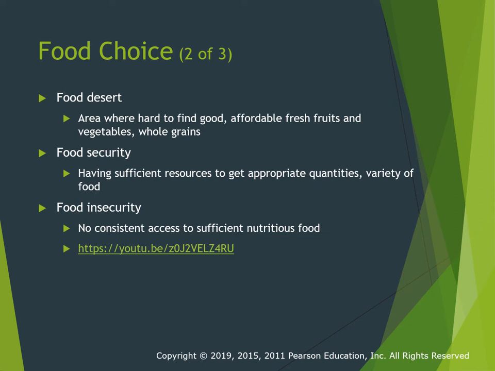Food security, this is where the members of the household have resources just sufficient to obtain appropriate quantities and variety of food. So when you have food security, you have enough to get by. When you have food insecurity, you have no consistent access to sufficient nutritious foods. Patients may go hungry to ensure that their children have adequate food to eat. According to the Feeding America campaign, 15.3 million people or children experience food insecurity.